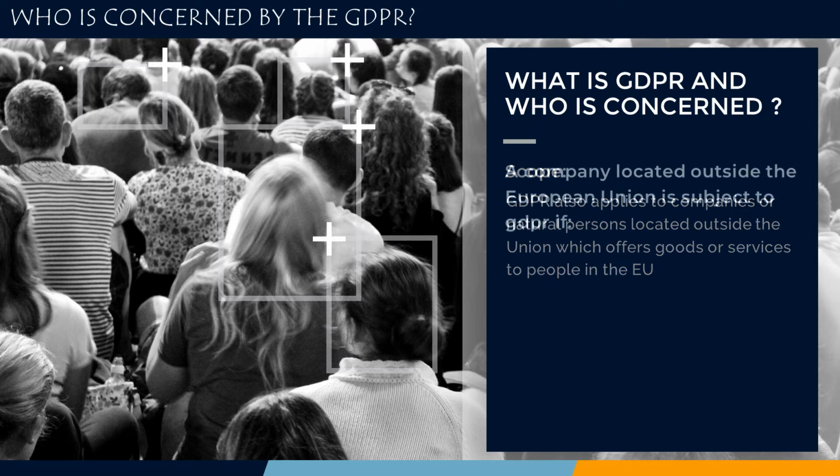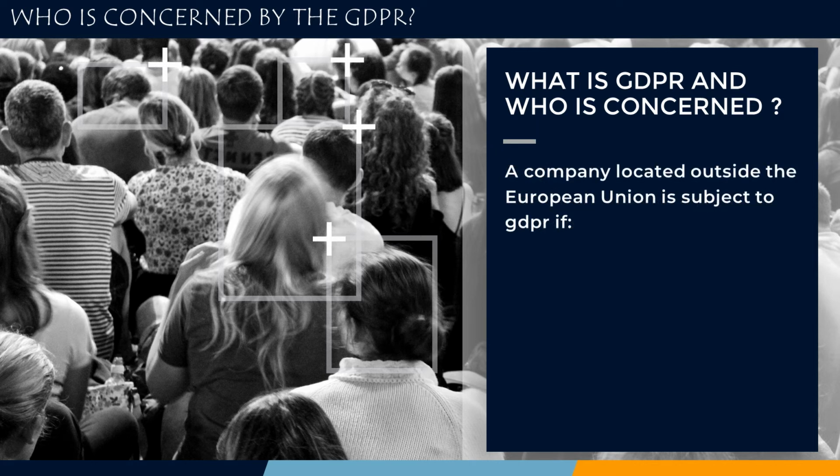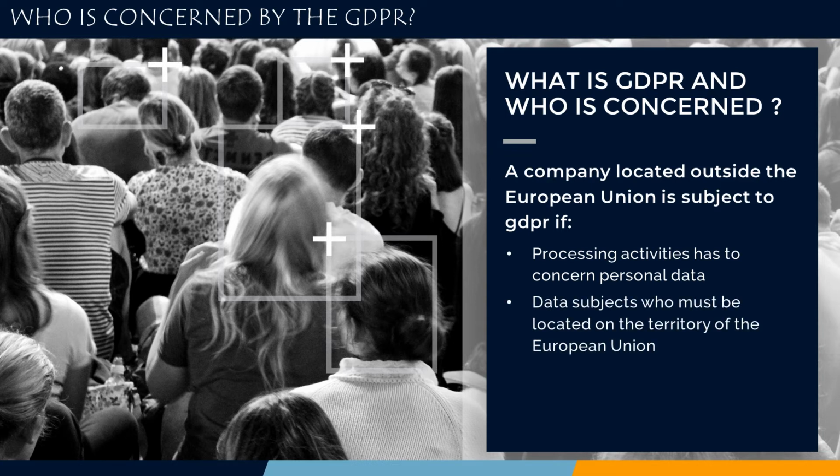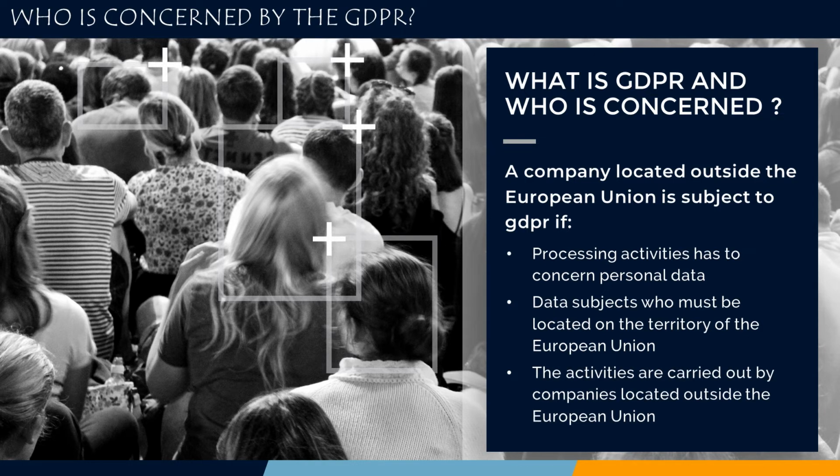To determine if the GDPR applies to a company located outside the European Union, the organization will have to analyze three main criteria. First of all, the processing activities have to concern personal data. The second criterion concerns the data subjects, who must be located on the territory of the European Union. The third criterion concerns the activities carried out by companies located outside the European Union.